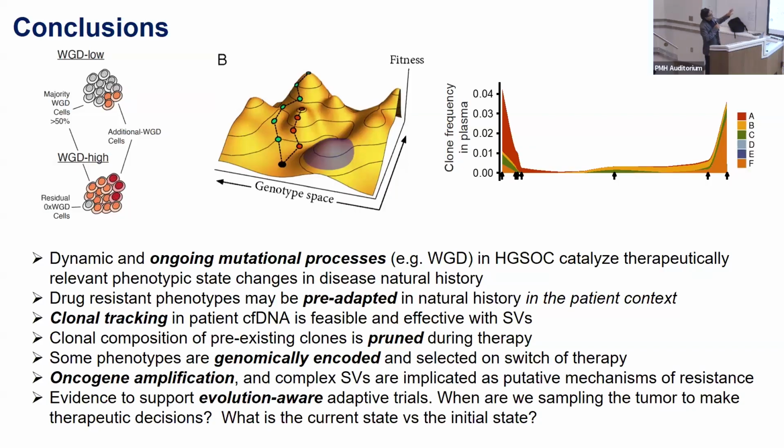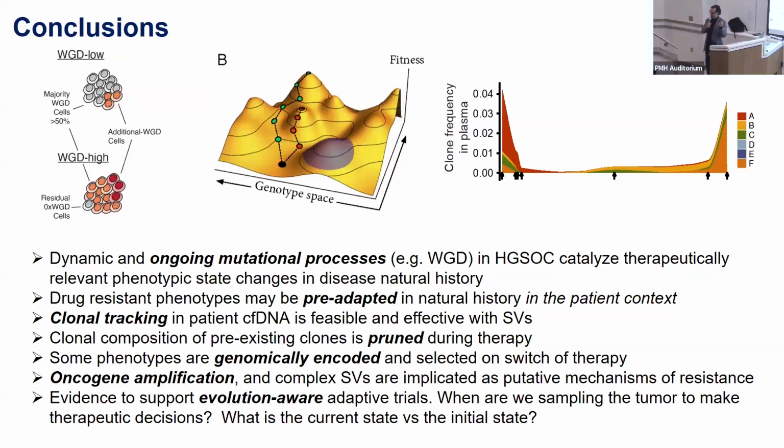What I haven't shown you is that in the paper, the drug resistance phenotypes, so this ERBB2 clone and also the BRCA1 reversion, but also many other examples in the paper, appear to be pre-adapted in natural history.